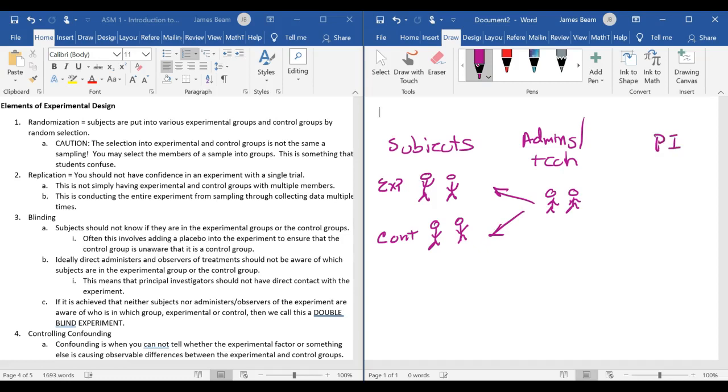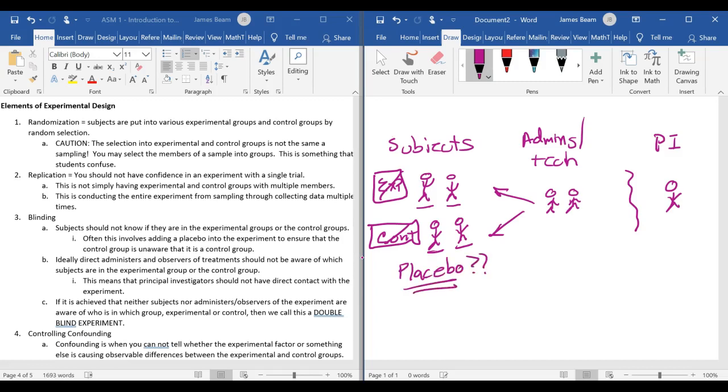And then you have a principal investigator, who is the person out here who's keeping track of everything in all of this. So one of the first things is that these people should not know which group they're in. Okay, so the experimental people should not know that they're in a group getting the treatment. The control people should not know that they're in the group that's not getting the treatment. Usually at this point we interject some sort of placebo so that they don't know, so it feels like you're being experimented on, but you're receiving a treatment, but in fact you're not. Now, if these people don't know, we call that blinding.